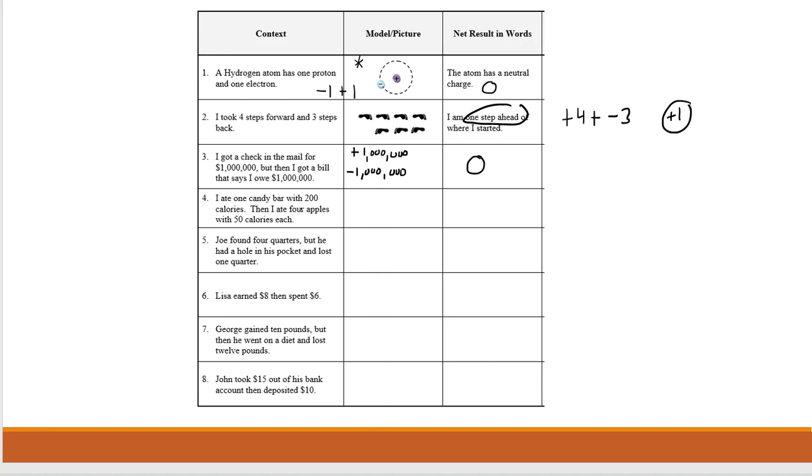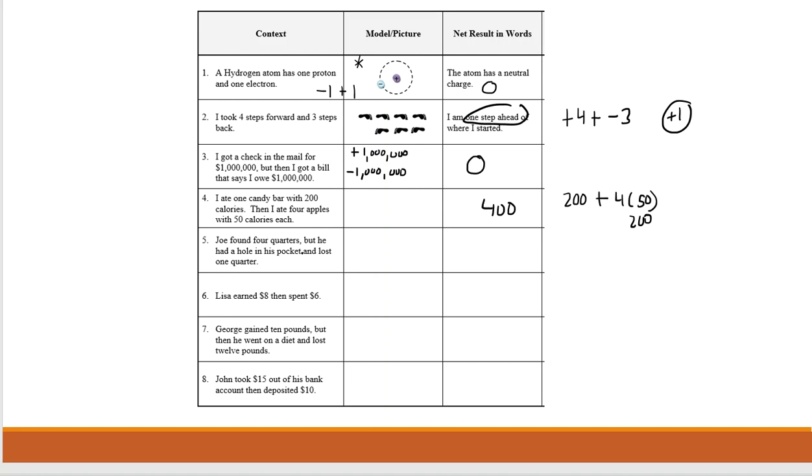Okay, let's look at the next one. I ate 1 candy bar with 200 calories. Then I ate 4 apples with 50 calories each. So if you eat 1 candy bar with 200 calories, and then 4 apples with 50 calories each, the amount of calories eaten in apples would be 4 times 50, which would be 200, and 200 plus 200 would be 400 calories. Okay, let's look at the next one.